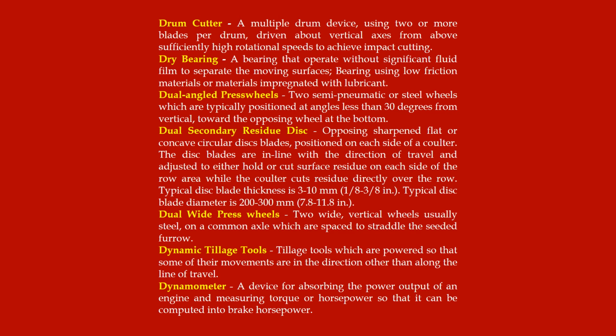Dual wide press wheels, 2 wide, vertical wheels usually steel, on a common axle which are spaced to straddle the seeded furrow. Dynamic tillage tools, tillage tools which are powered so that some of their movements are in directions other than along the line of travel. Dynamometer, a device for absorbing the power output of an engine and measuring torque or horsepower so that it can be computed into brake horsepower.